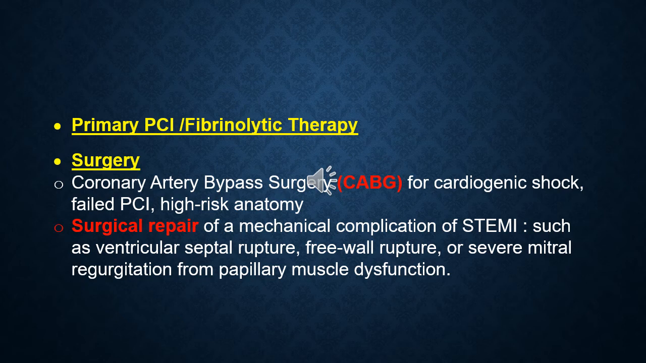If the patient has failed PCI or high-risk anatomy, he can go immediately for urgent CABG, coronary artery bypass surgery, which is by opening the chest and taking grafts from the internal mammary or thoracic artery or from the veins of the leg to bypass the occluded segments. Also, surgery has a role in the surgical repair if the patient has mechanical complications of myocardial infarction like ruptured papillary muscle, free wall rupture, or severe mitral regurgitation.